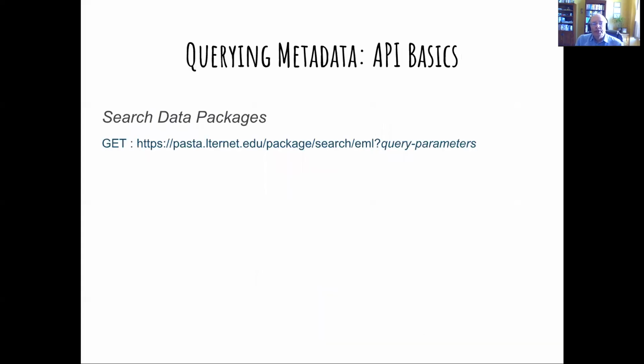Now that we know which fields can be queried, let's look at how to compose those queries. The formal documentation for the Pasta Plus Search API looks simple enough. Using the HTTP GET method, retrieve the results from searching Pasta Plus's EML data packages. But the richness of this web service is the portion that comes after the question mark, the query parameters. We'll explore this further with a couple of examples.